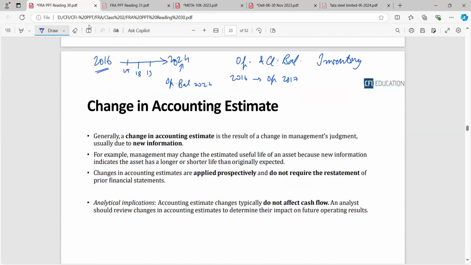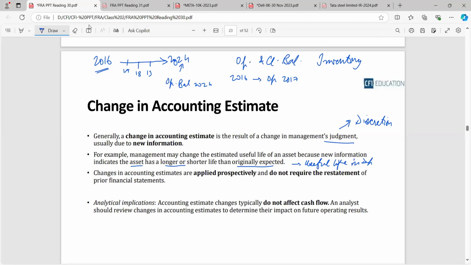Now there is something by the name of change in accounting estimate. Generally, a change in accounting estimate is the result of a change in management judgment. I told you it's at the discretion of management. The word is discretion. Usually due to new information. For example, a management may change the estimated useful life of an asset because new information indicates that the asset has a longer or shorter life than originally expected. That is the useful life in depreciation calculation.